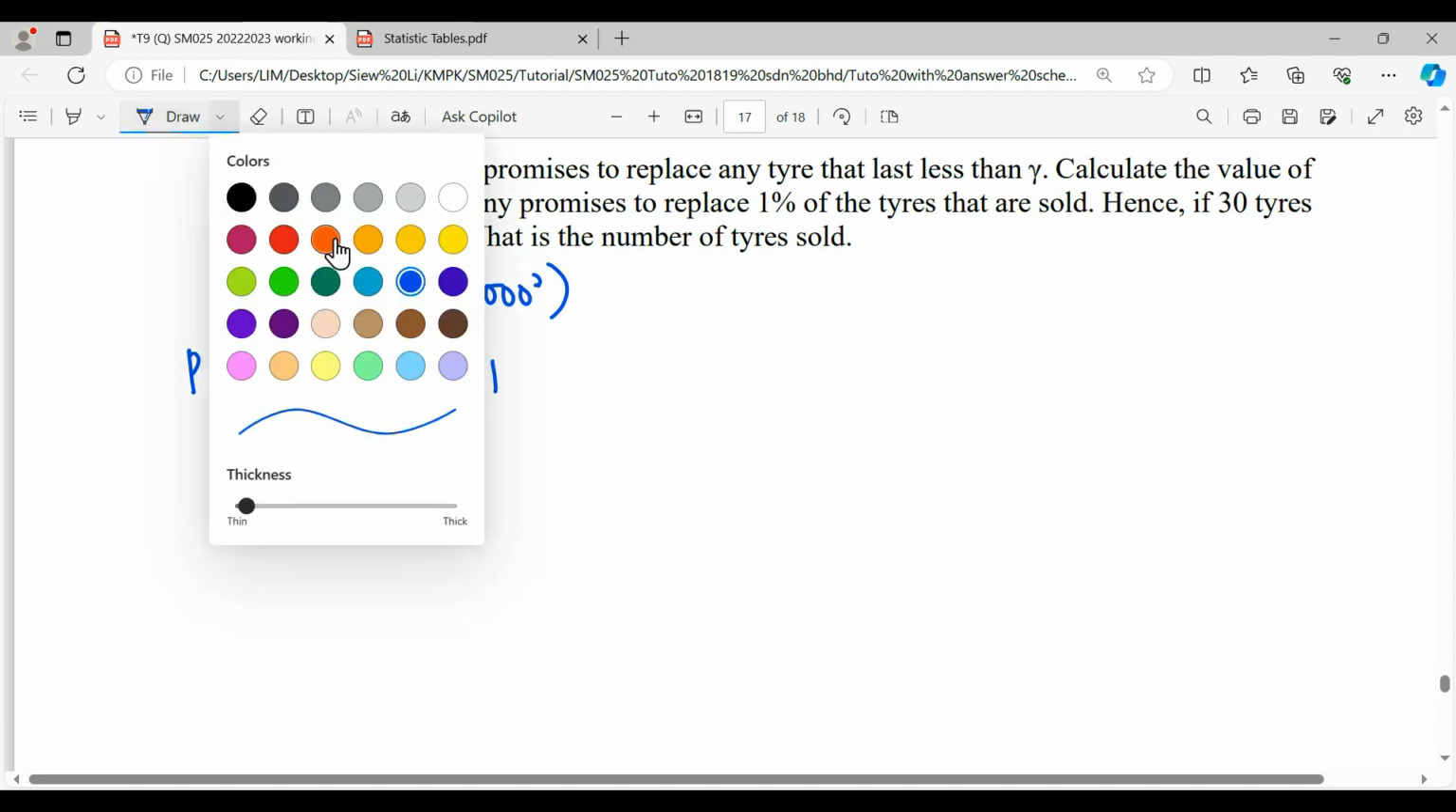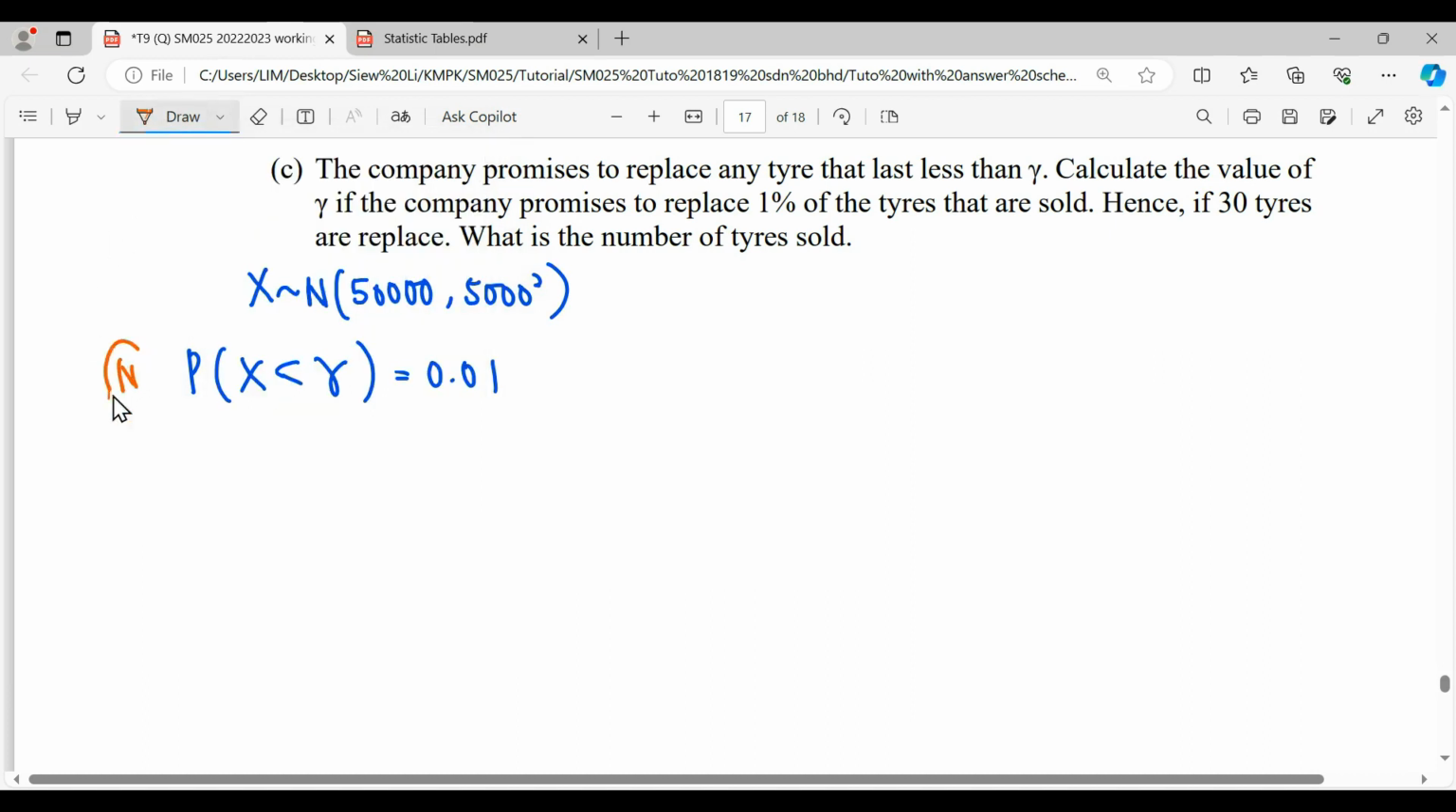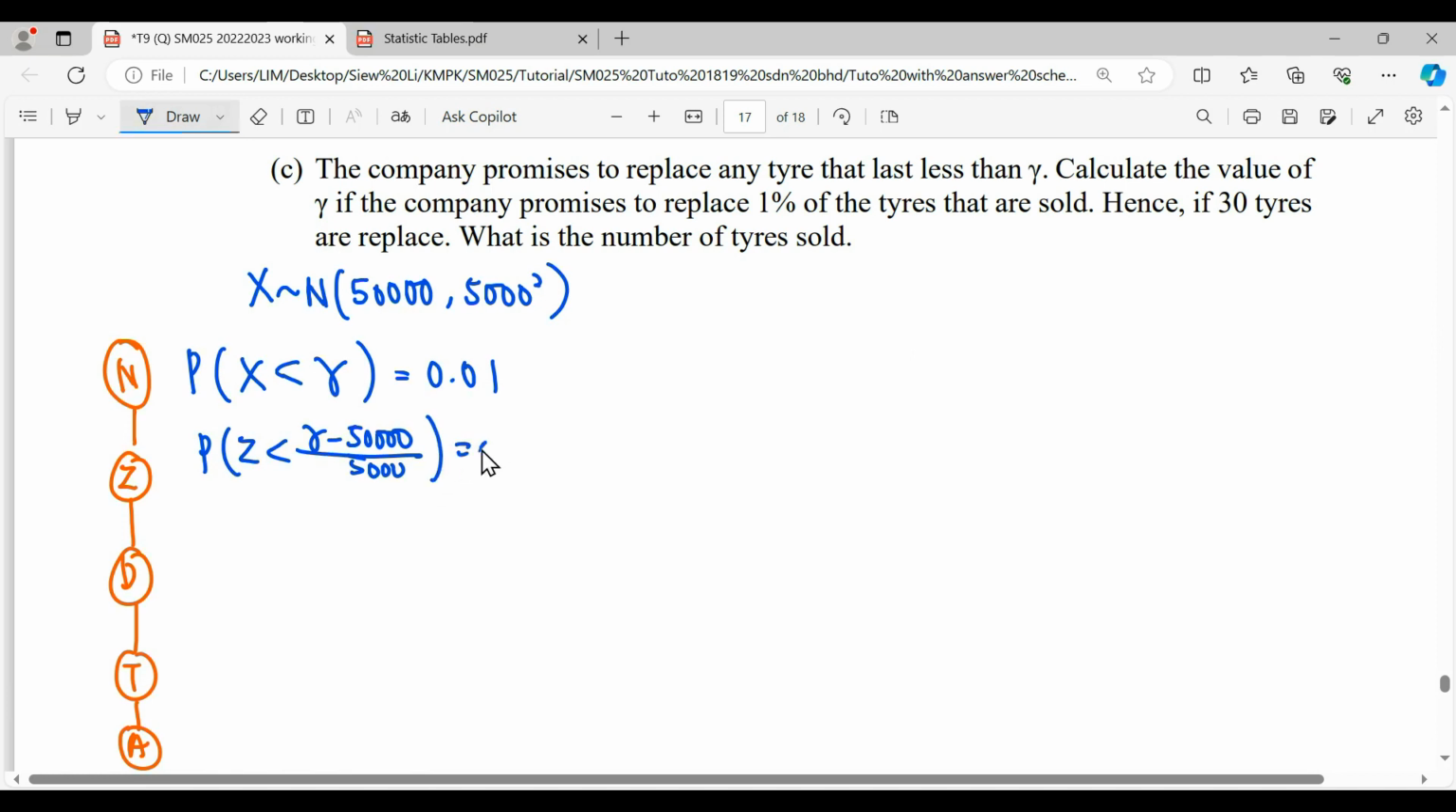So from the statement here, we know that this x is starting from normal distribution. What we need to do is change to standard normal. Then we draw the curve to find from the table to get the answer. So to change to z, gamma we need to minus 50,000 over standard deviation 5,000 to get 0.01. So let us express this gamma minus 50,000 over 5,000 as A. When we represent it with A, it will be easier for us in writing.